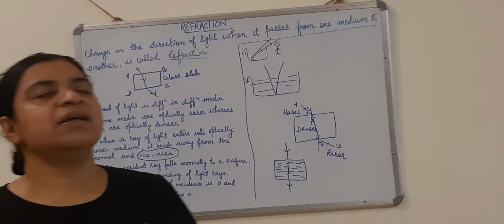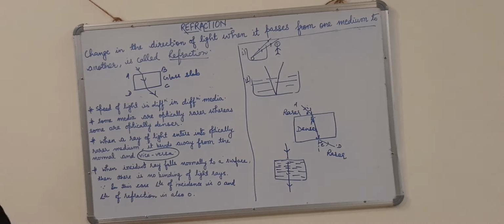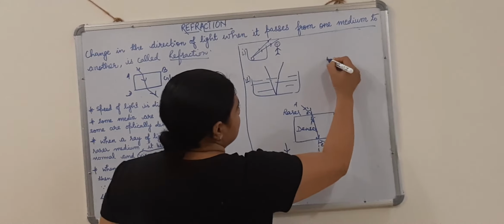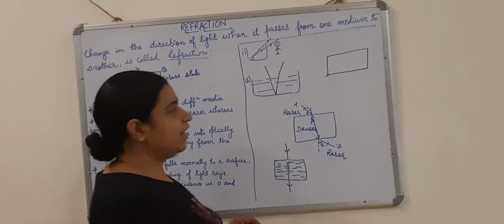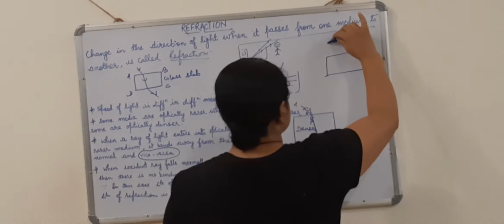Or children, we can summarize it in another way also. Imagine when we look at the ray, we consider it as like this.